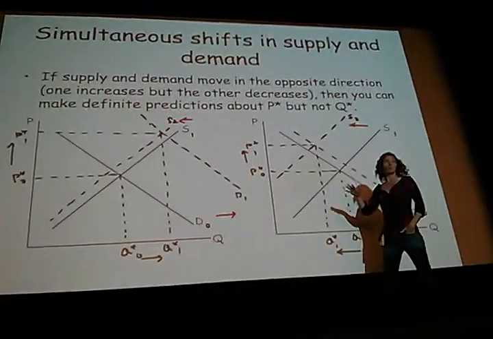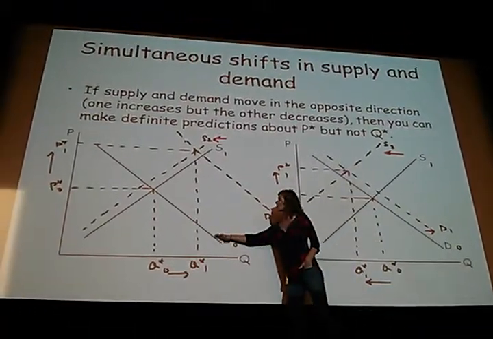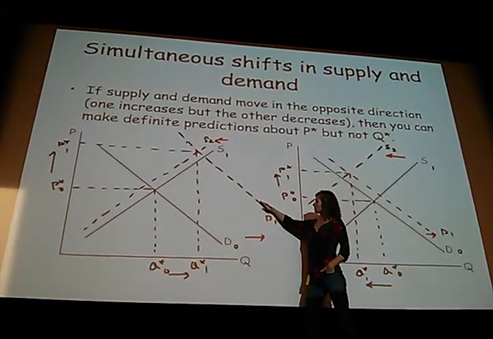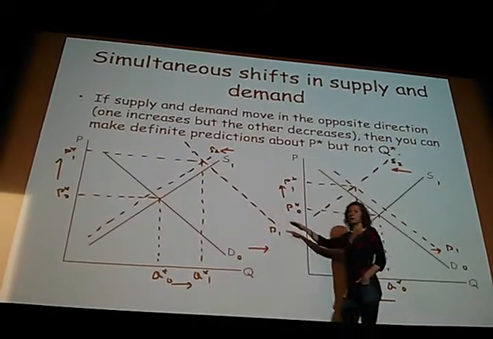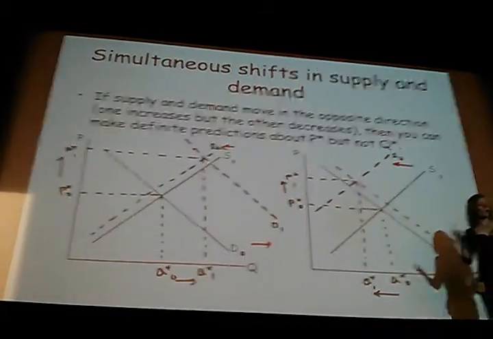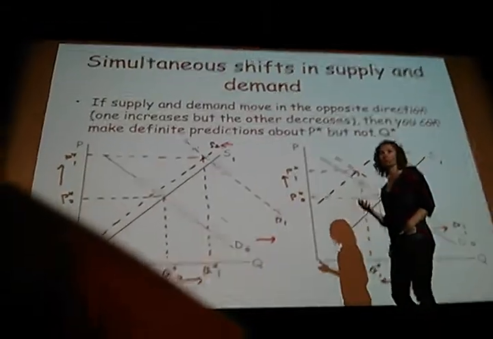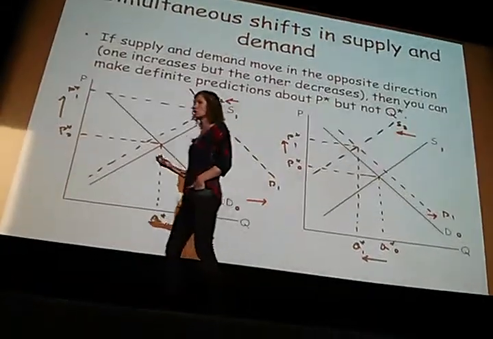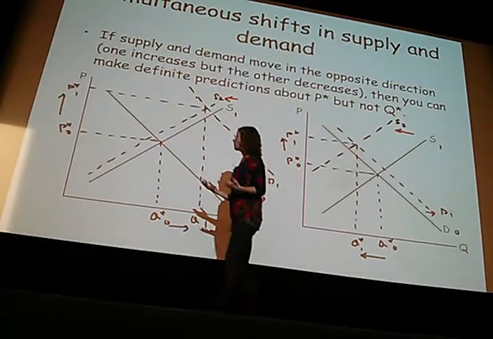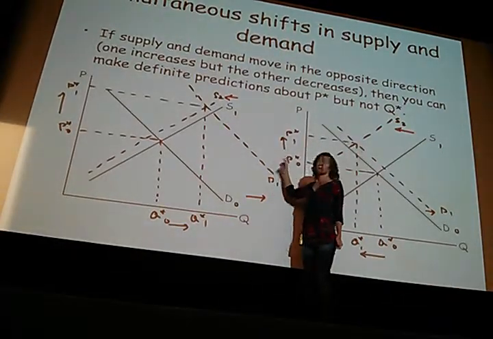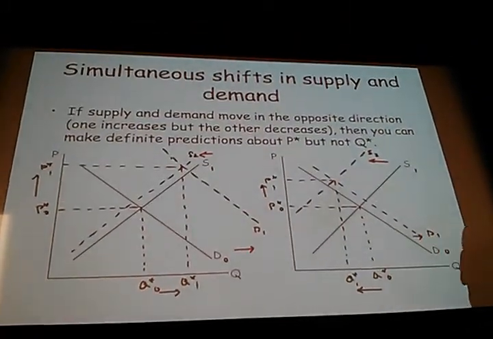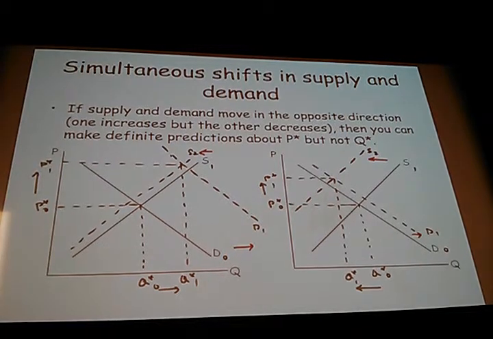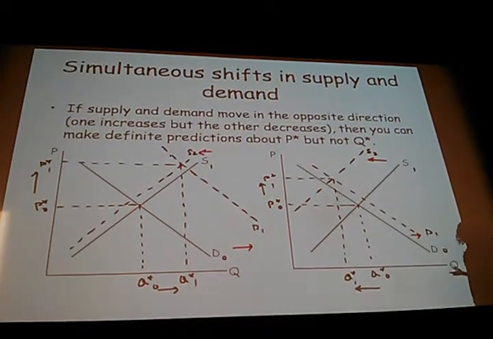And if we think that consumer incomes are increasing, which right now they are not, because the government is shut down, but if we think that consumer incomes are increasing and that shoes are a normal good, we might expect the demand for shoes to increase. So if all you know is that the supply of shoes decreased and that the demand for shoes has increased, then you know that shoes are going to become more expensive, but you don't know whether or not more shoes are going to be bought and sold in the market. So again, if supply and demand move in opposite directions, then you can make definite predictions about price, but not equilibrium quantity.